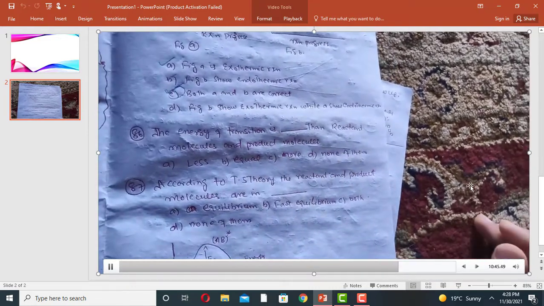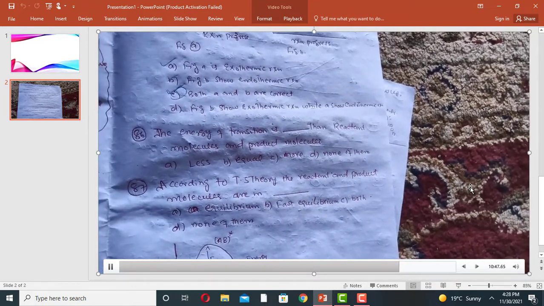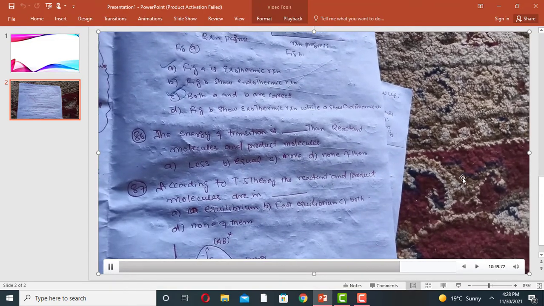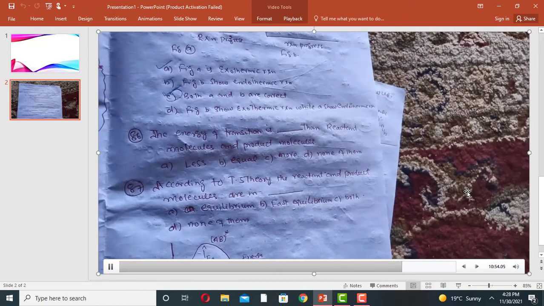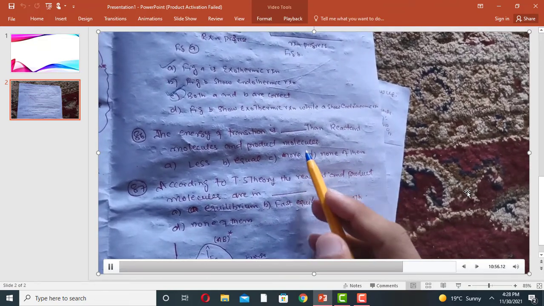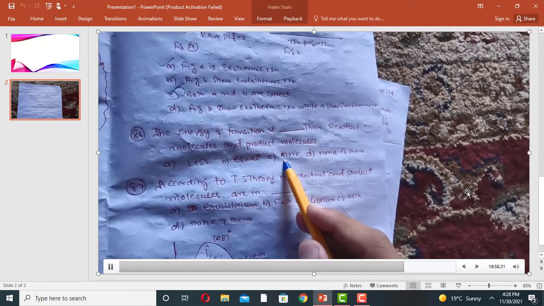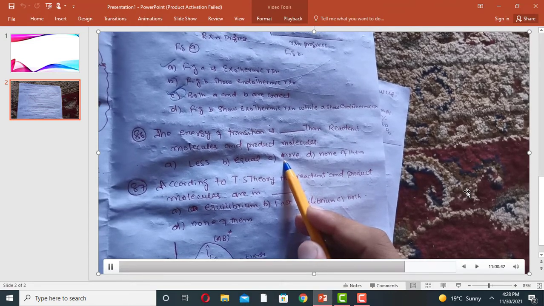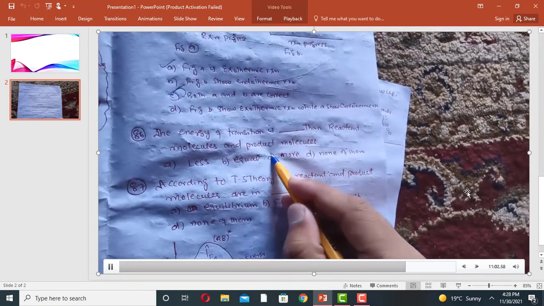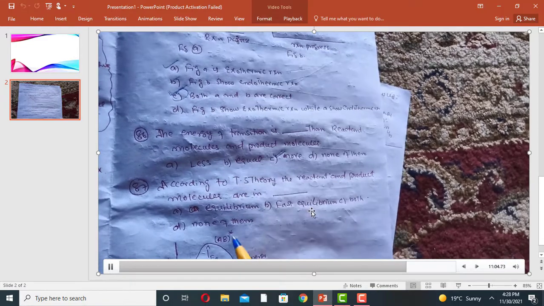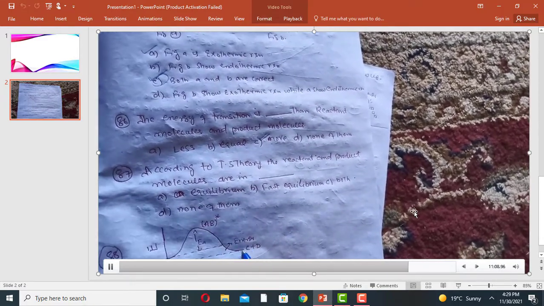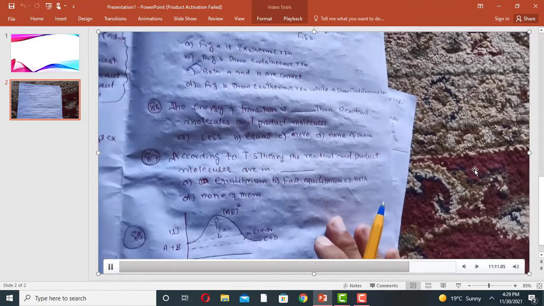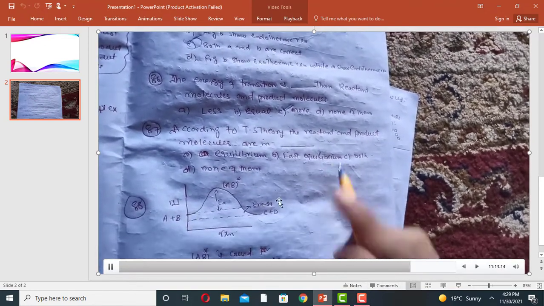The energy of the transition state, or activated complex, is more than the energy of the reactant molecule and the energy of the product molecule. So at the transition state, the energy is maximum, like at this state. Here the energy is minimum. So 'more' is the correct option.